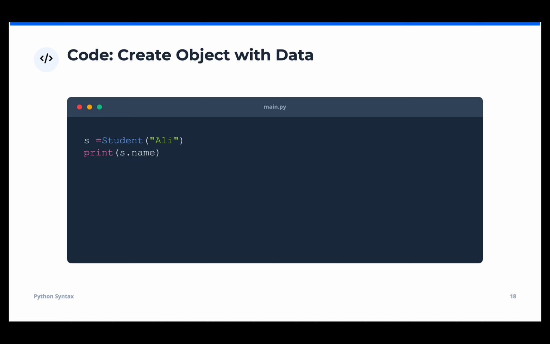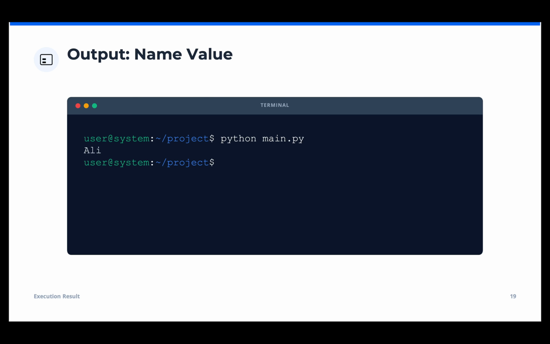Now we are creating a student object with Ali, and then we are printing s.name. The key point is that the object is no longer empty. It now contains specific data, and that data can be accessed through the object reference using dot notation. The output is simply Ali, confirming that the value passed into the constructor was stored correctly in the object's name attribute.